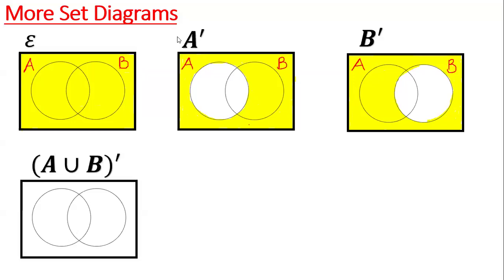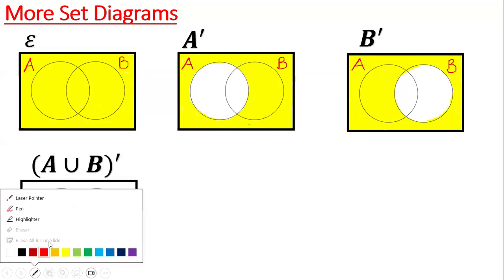Who said that? Me. You're right, Joshua. Everything except A and B, because we do not include the union. I thought this is the intersection. You're right. We do not include the union.